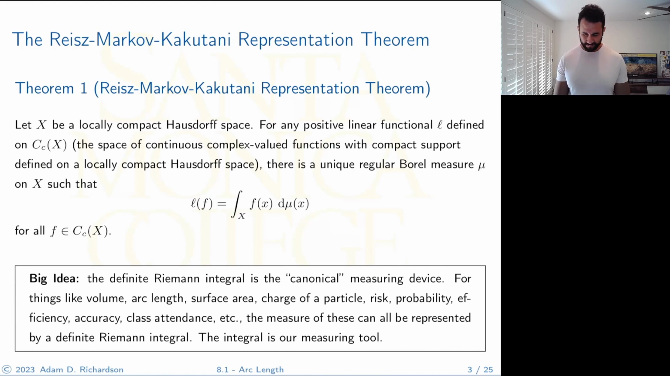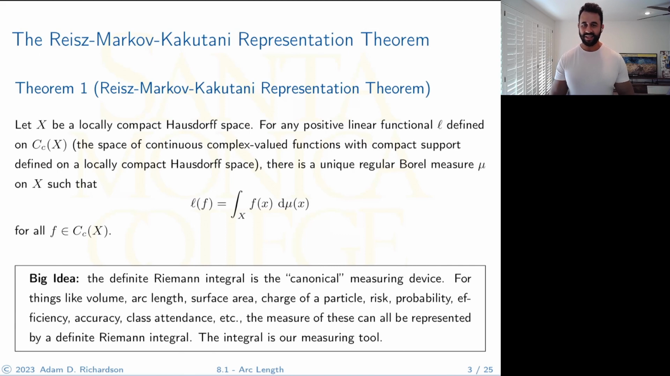All right. So why is this important? Because the big idea is what's in the box, and this is what I hope you can take away from this complicated mathematical theorem. Basically, it says that the Riemann integral is our canonical measuring device. And when I say our, I mean the human race. I mean human beings as an existent, sentient entity in reality, in existence.